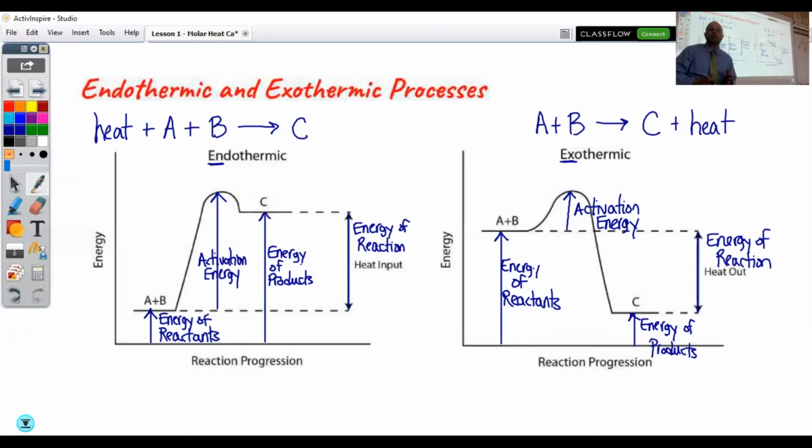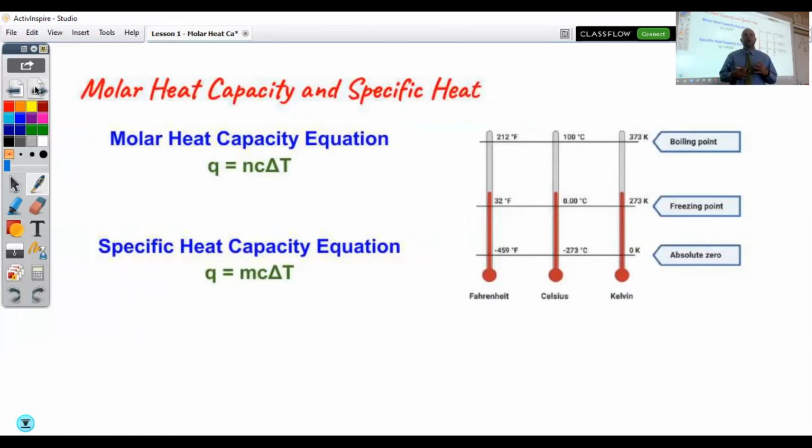Okay, let's take a look at how we're going to use some of this information in some equations. So, as you know from the title of this lesson, today we're going to focus on molar heat capacity and specific heat. And we're going to be looking at these two equations in particular. Both of them are ways to calculate the amount of heat energy associated with a particular substance. So before we start talking about reactions, we're going to identify the heat energy of a single substance changing temperature.